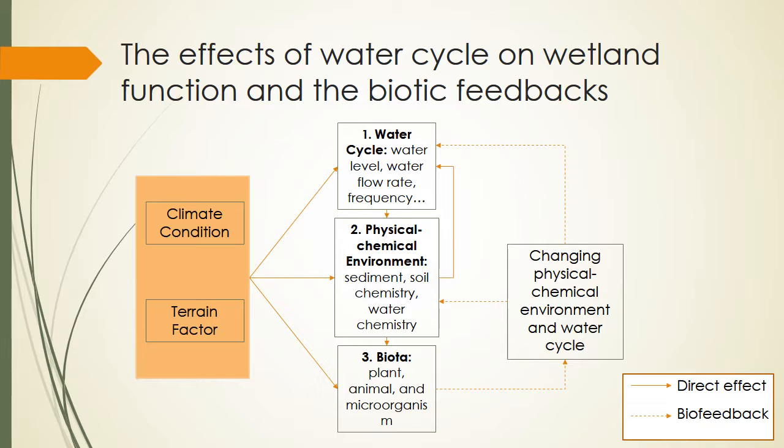Meanwhile, the physical chemical environment directly affects the diversity, the species combination, and the production of the biota in the wetland. In the opposite direction, the biota will reflect the physical chemical environment of the wetland, which will control the water cycle of the wetland.